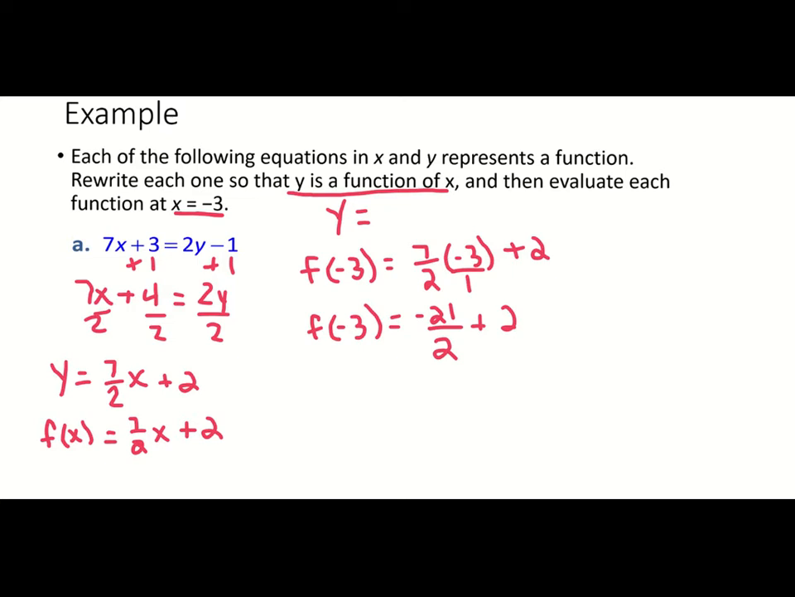What I want to do is make them both into fractions. I think it'll be easier. So remember, I need a denominator of 2. So I have -21 over 2 plus my 2. If I make it have a denominator of 2, it started off as 2 over 1. So I multiplied the bottom by 2, and I'm going to multiply the top by 2 and make it 4 over 2. So -21 over 2 plus 4 over 2 gives me -17 over 2. So f of -3, when I evaluate it, is equal to -17 over 2.